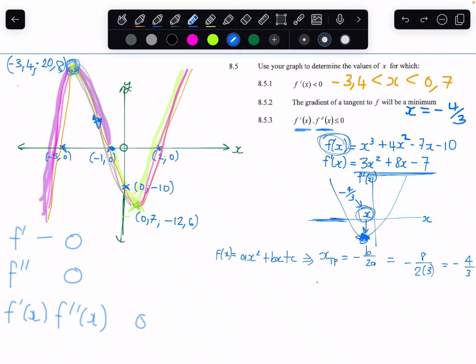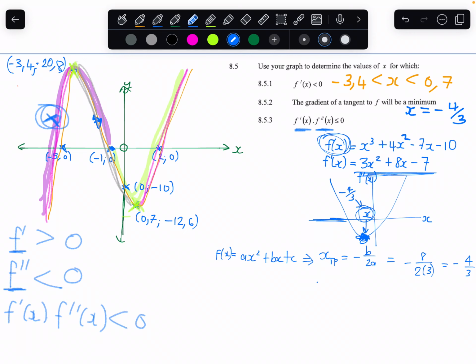Okay, let's talk about that previous point again. So we said for this point over here, the gradient of the graph is positive, good. The concavity is negative because our graph is concave down at that point. So actually this point is part of the x values we're interested in, because at that point, if we times f prime and f double prime, we do end up with something negative. So our x values have to include this point, for example.